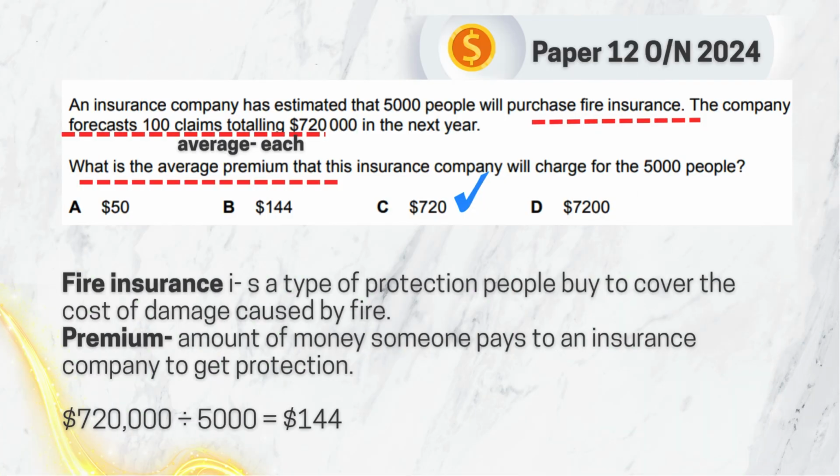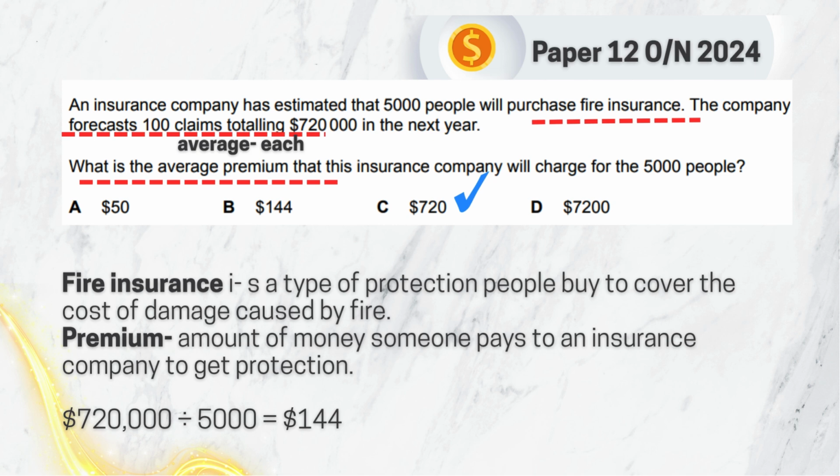Last question for the video is about insurance. So, an insurance company has estimated that 5,000 people will purchase fire insurance, and the company forecasts 100 claims totaling 720,000 in the next year. The question is, what is the average premium that this insurance company will charge for the 5,000 people? So take a look at the numbers. You have 5,000 people, 100 claims, 720,000 in the next year.